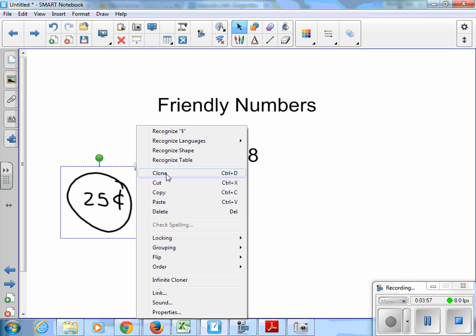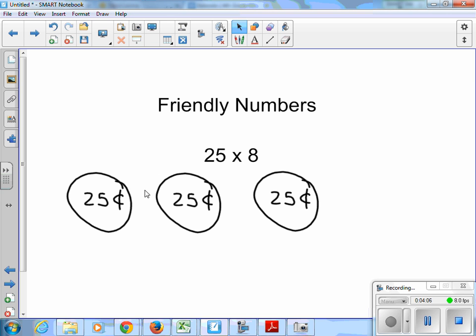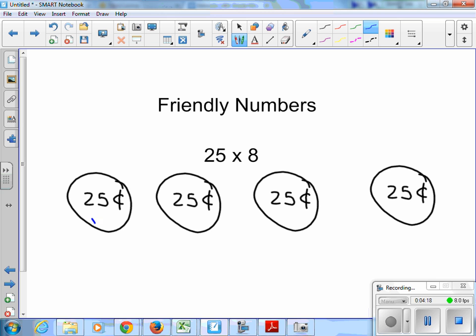So I have 2 quarters, that's 50 cents. If I have 3 quarters, I'll have 75 cents. And if I have 4 quarters, I'll have $1. So how do you relate this with multiplication? Well, 25 times 1 is 25. 25 times 2 is 50, right? 25 times 3 is 75. And 25 times 4 is 100 pennies. So we can also multiply times 25 in an easier way.